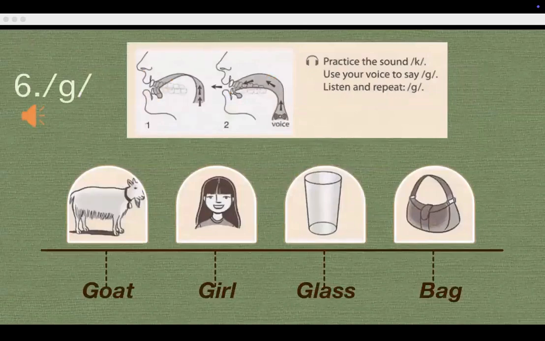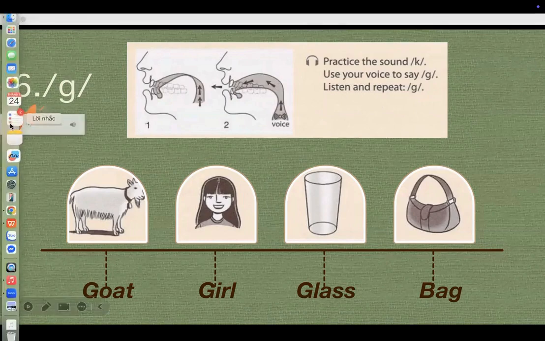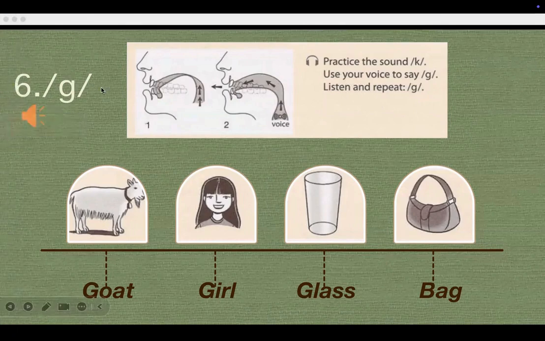Next one, number 6, we have the voiced consonant sound g. To practice this sound, you need to practice the sound first and then use your voice to say g. So listen and repeat g. Okay, now listen to this voiced consonant sound in these words below. Goat, girl, glass, bag. Again. Goat, girl, glass, bag. Okay, so we already listened to the voiced consonant sound g in these words: goat, girl, glass, bag.